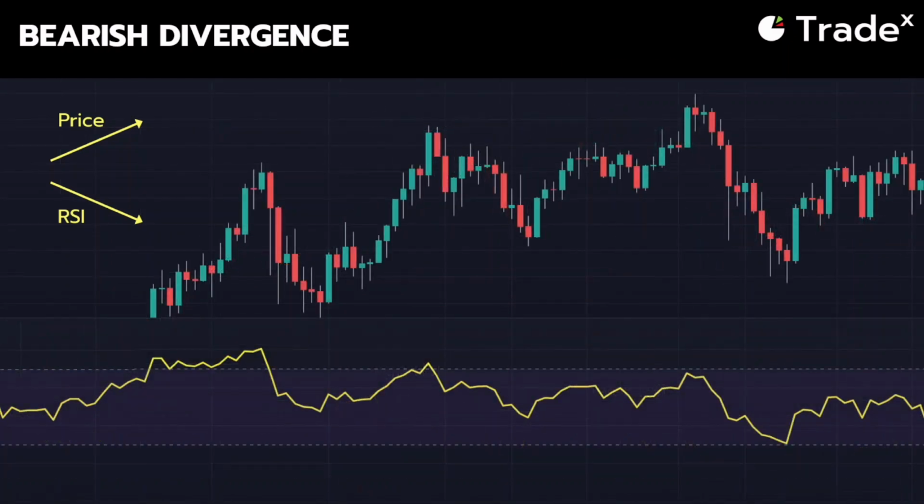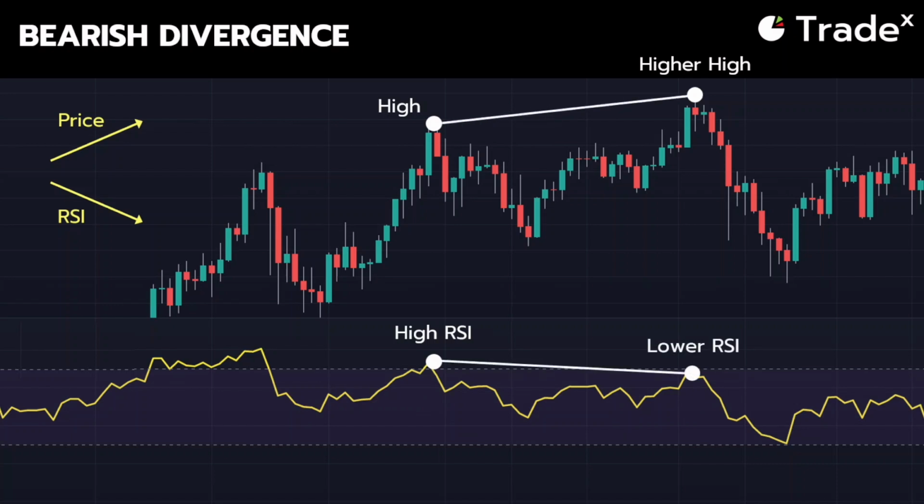Similarly, in this example, the price rises sharply, pushing the RSI into the overbought zone. After a brief pullback, the price climbs again, but at a slower pace. Despite reaching a new high, momentum weakens, resulting in a lower RSI. This bearish divergence suggests that, while the price is still rising, the underlying strength is fading, indicating a potential reversal.